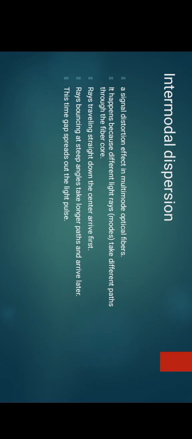It happens because different light rays take different paths through the fiber core. Rays traveling straight down the center arrive first. Rays bouncing at steep angles take a longer path and arrive later. This time gap spreads out the light pulse. So this is called intermodal dispersion.